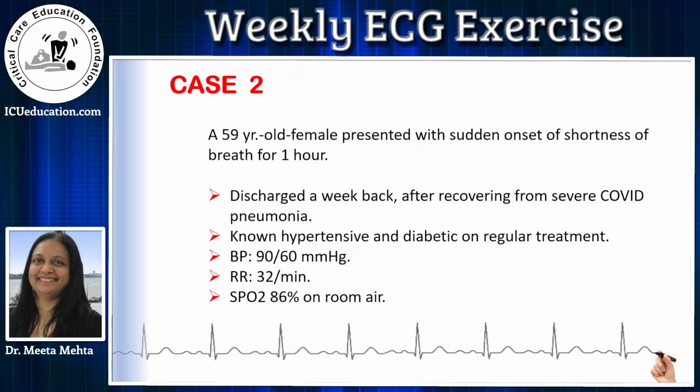So this was a 59-year-old female who presented with sudden onset of breathlessness since the last 1 hour. She was discharged just a week back after recovering from severe COVID pneumonia and was not advised any oxygen at home. She is a known hypertensive and diabetic on regular treatment, but when she presented, she was tachypneic and hypotensive with blood pressure of 90/60 and respiratory rate of 32 per minute. Her oxygen saturation on room air was just 86%.